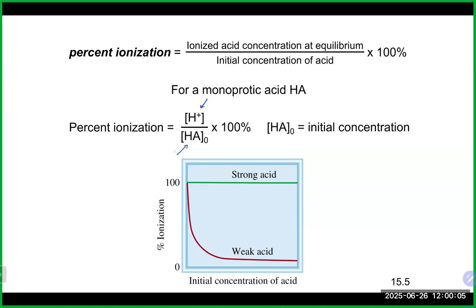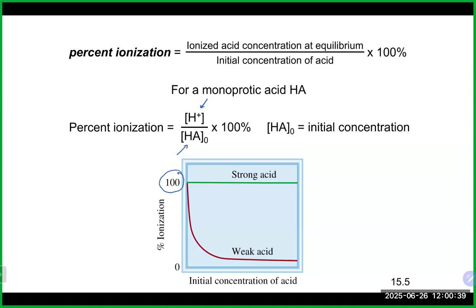That calculation should look familiar to you because we just did it a second ago. That is basically the calculation that you do to check your assumption. It gives you the percent ionization. A strong acid will 100% ionize. So as you can see here, it's going to completely ionize. A weak acid will basically ionize based on its initial concentration. So as you can see, the concentration is really important.